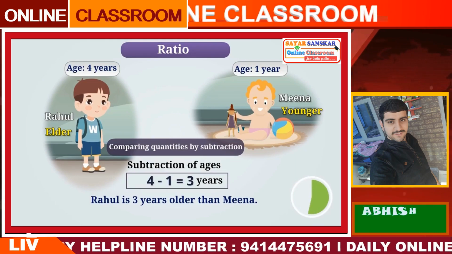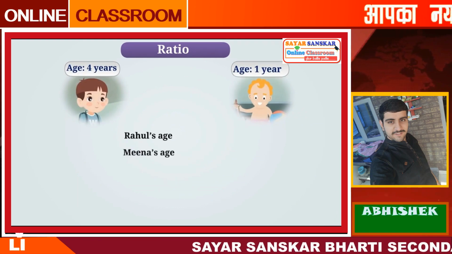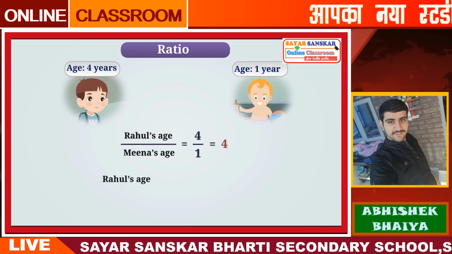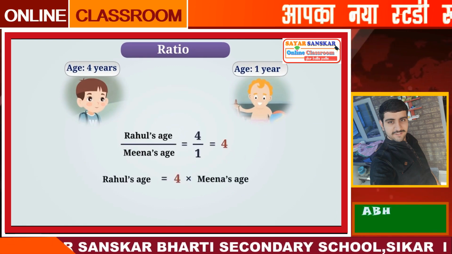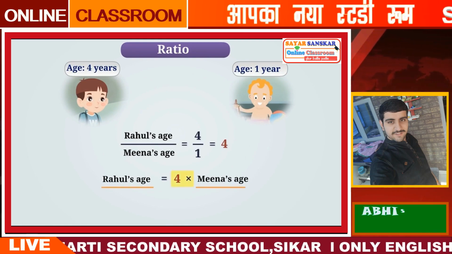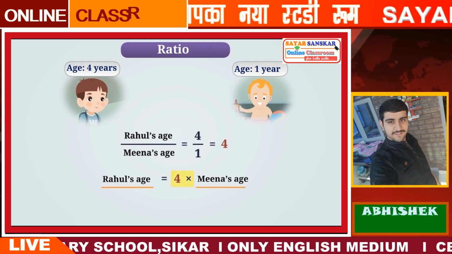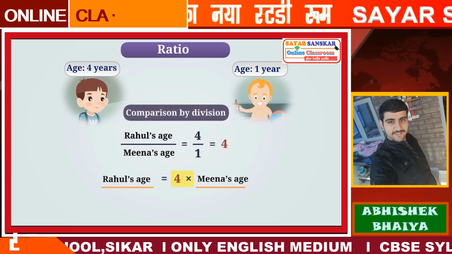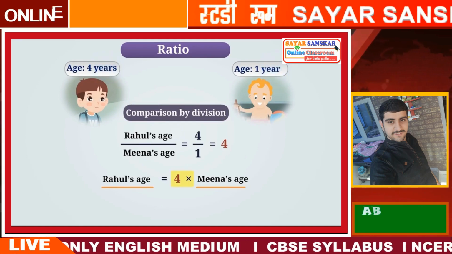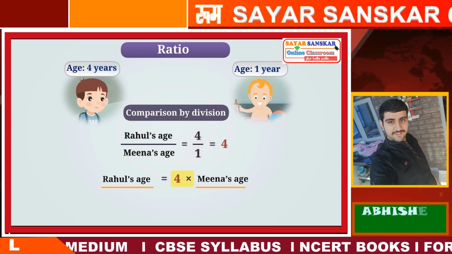If you divide Rahul's age by Meena's age, then we get 4 as the result. This shows that Rahul's age is 4 times the age of Meena. Here we have compared two quantities based on how many times one quantity is of the other quantity. The method in which we compare two quantities in terms of how many times is known as comparison by division. In this example, years is used as the unit of age. We can say that the units of both the quantities are the same. When the units of two quantities are the same, then the comparison by division is known as a ratio.